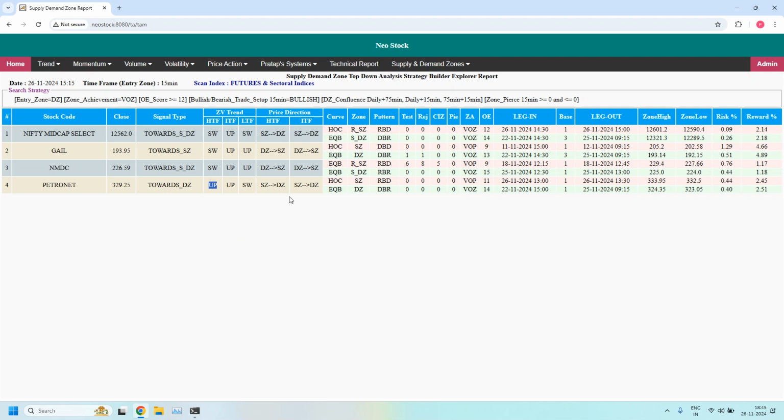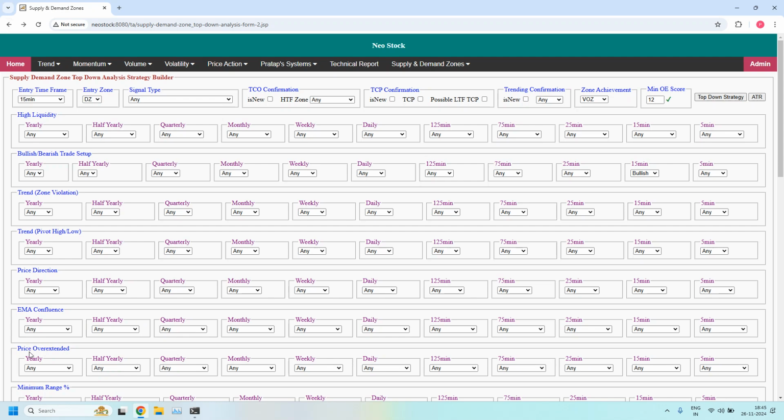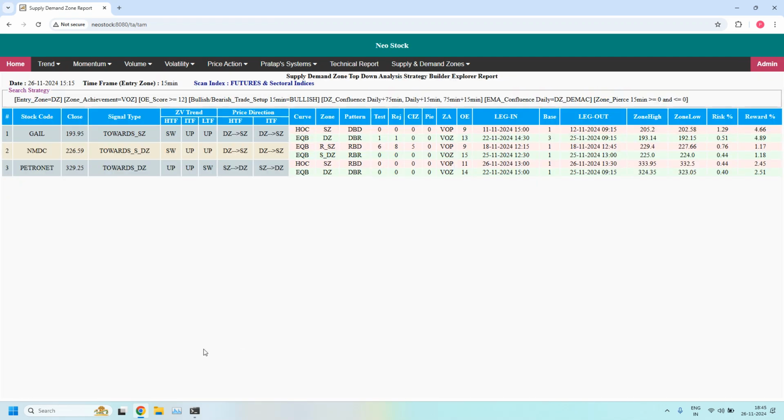Let's verify. In the EMA confluence, daily time frame, daily demand zone having daily EMA confluence filter is enabled. We got 3 stocks. Out of these 3, the first 2 are not useful because of sideways trend, and Petronet is having an uptrend. It is an even more high probability setup supported stock.